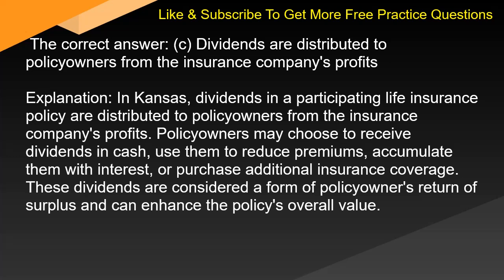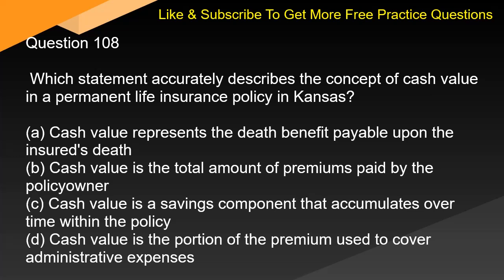The correct answer: C. Dividends are distributed to policy owners from the insurance company's profits. Explanation: in Kansas, dividends in a participating life insurance policy are distributed to policy owners from the insurance company's profits. Policy owners may choose to receive dividends in cash, use them to reduce premiums, accumulate them with interest, or purchase additional insurance coverage. These dividends are considered a form of policy owners' return of surplus and can enhance the policy's overall value.